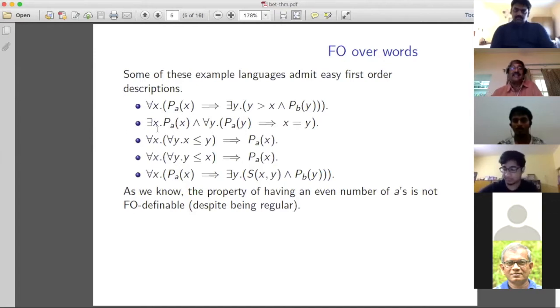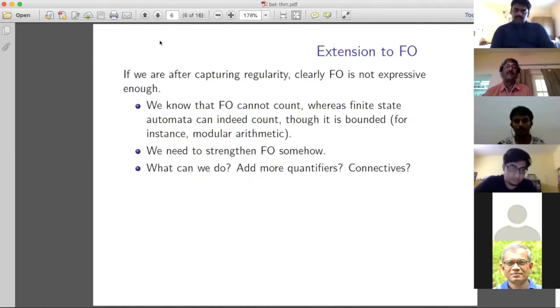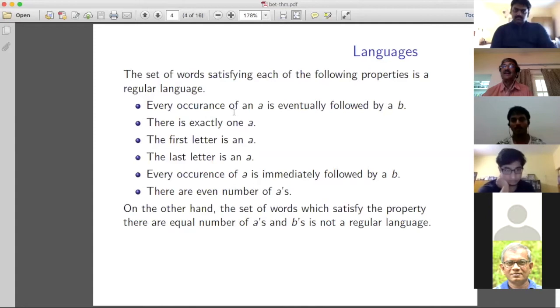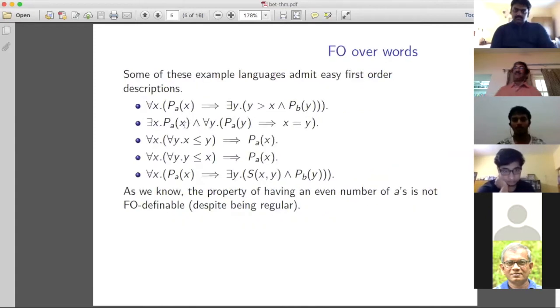So what does this say? This says there exists X such that PA of X holds. It means some letter is labeled A, and for all Y, if the position Y is labeled by A, then X must be the same as Y. So this is precisely: there is exactly one A. There is some position labeled by A, and if you take the contrapositive, it is not the case that you can find a Y such that X is not equal to Y and PA of Y. You can't find one more, there is exactly one A.